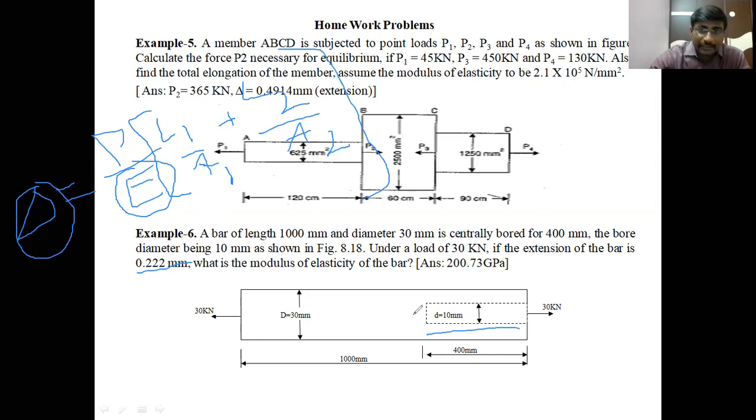A2 is the cross-sectional area of the second part. The formula is pi by 4 into capital D square minus small d square. Like that, the only unknown parameter is E. Then we can find the Young's modulus for the given material. That is, the answer is 200.73 GPa. Clear?